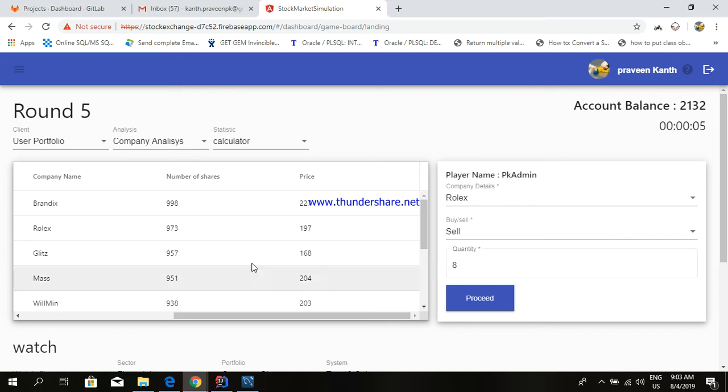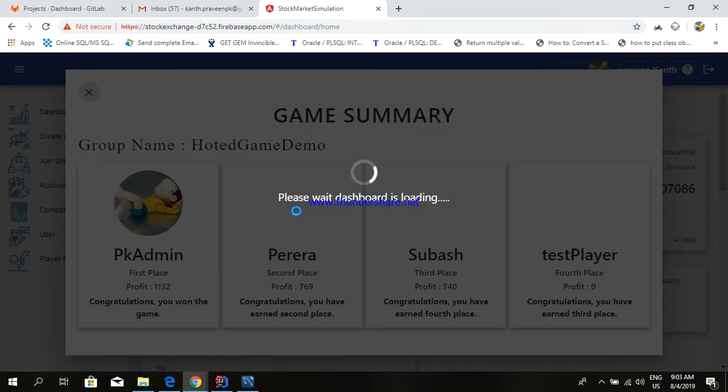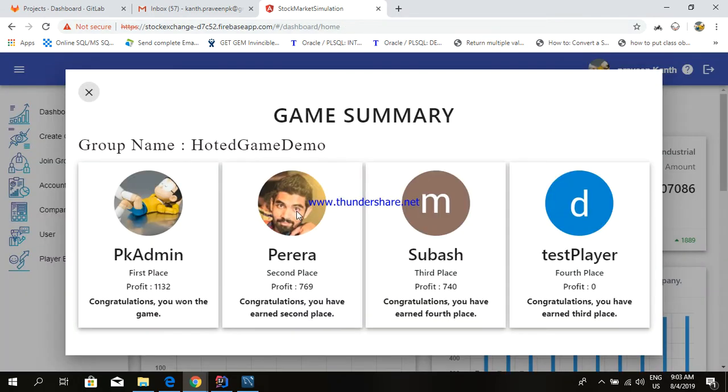So that is what we have. Our game is hosted as a real-time multiplayer application using the actor model concept. We have concurrent execution running very smoothly using the actor model. You can see our group name, hosted game demo. This is demo 2 we are making for users to view. As I mentioned, I have a profit of 132. The second player, the group creator, has a profit of 769, the third has 740, and the fourth player lost the amount he invested.